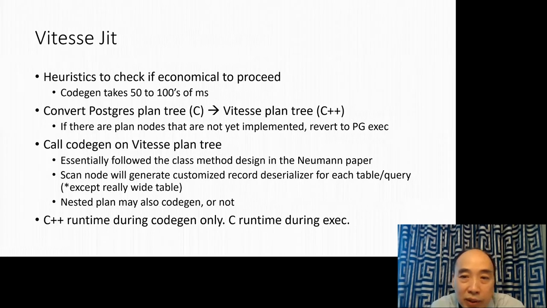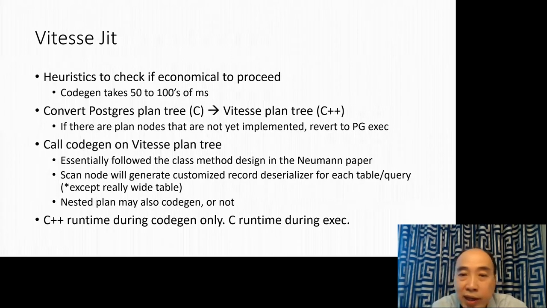And the scan node, so in Postgres, the tuples are all serialized, and the code to extract attributes out of the tuple is general purpose code. And if you profile the Postgres code, you'll see it shows up very often, very high in the cost tree.